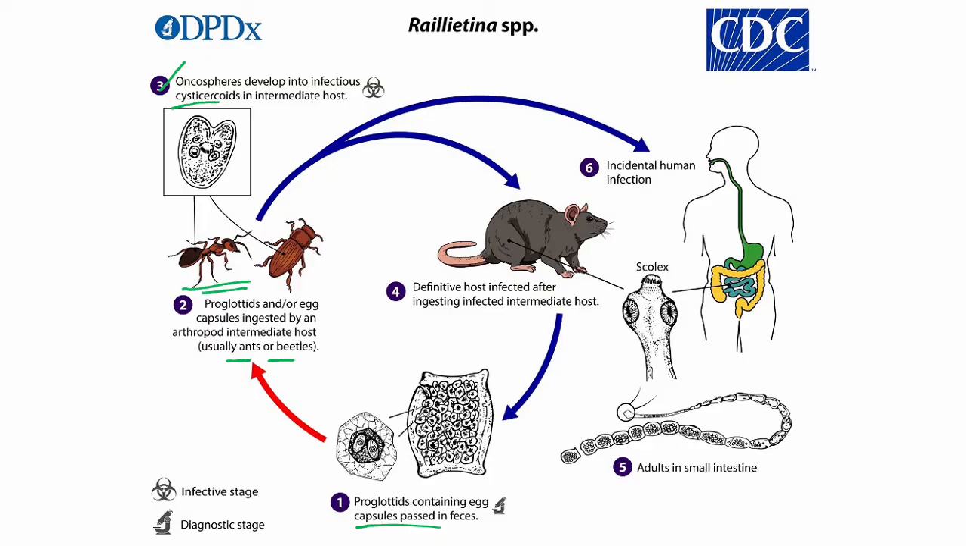So the definitive hosts such as rats and humans will be infected by this larva through ingestion of the arthropods. So within the definitive host, the cysticercoid larva will develop in their intestines, specifically in the small intestine, to become adults. Adults will attach themselves through their scolex in the intestinal wall, and the cycle continues once the gravid proglottid is released in the feces of an infected definitive host.